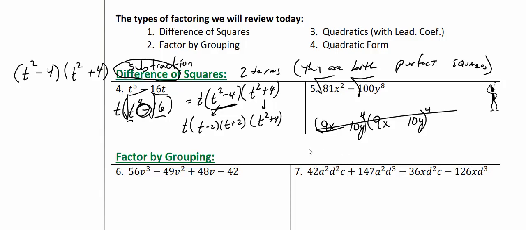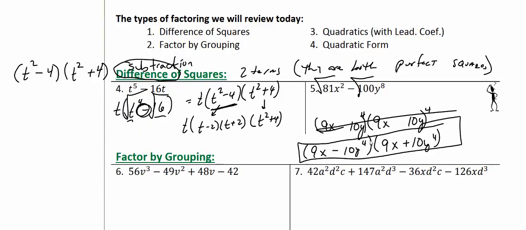I'm actually going to make this a little nicer because it looks really bad. 9x, remember, one's going to be plus, one's going to be minus. So minus 10y to the 4. It doesn't matter the order where the plus or minus goes. 9x plus 10y to the 4. Okay, there is your answer there.